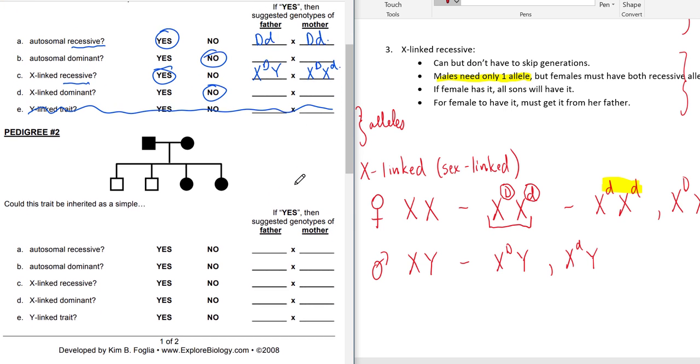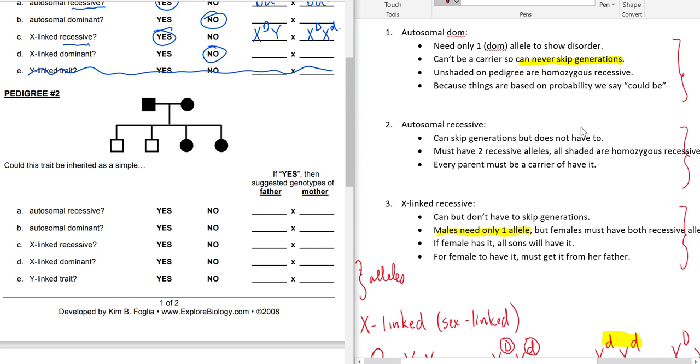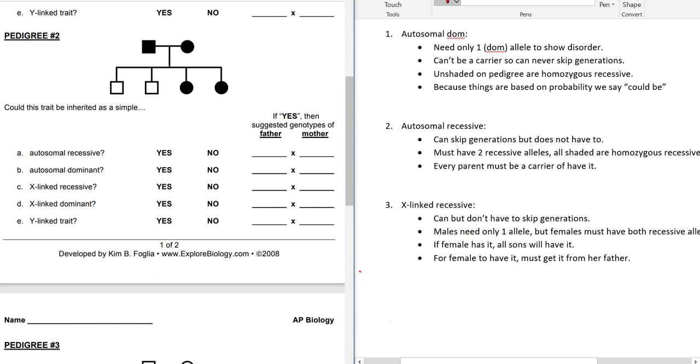So we want to move on to the next one. You can pause the video if you haven't done this. I would hope that you have. But pause the video, give it a try based on the notes from your video, and then start the video to see the solutions. Okay, let's look at pedigree number 2 here.